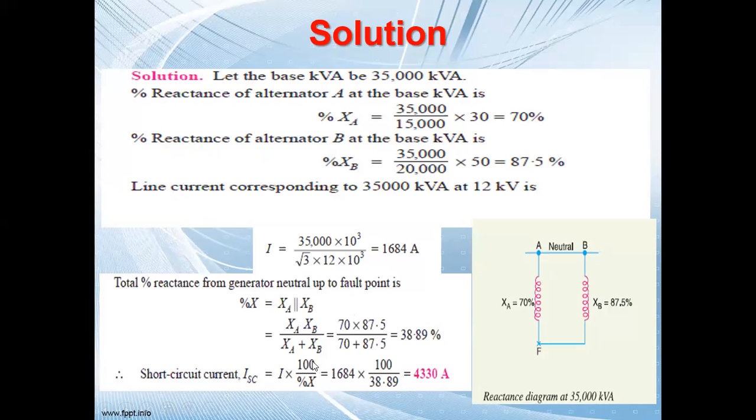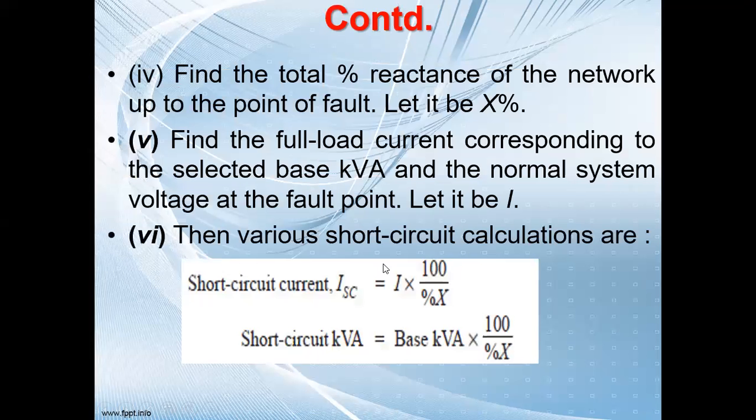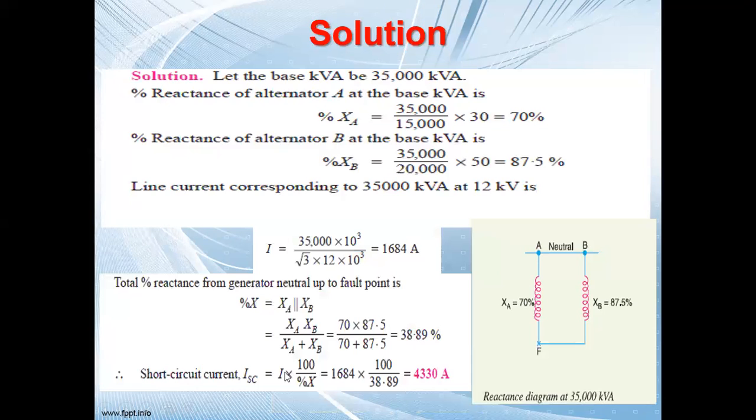Now the short circuit current, this formula we know, IS equal to I into 100 by percentage X. We are substituting this value 1684 and 100 by 38.89. So we are getting this value. This is the short circuit current corresponding to this particular fault. Is it clear? Any doubt? Please tell me.